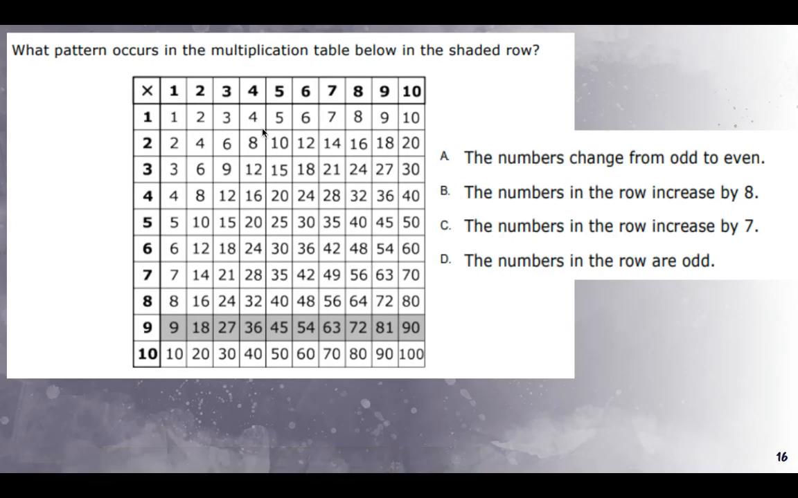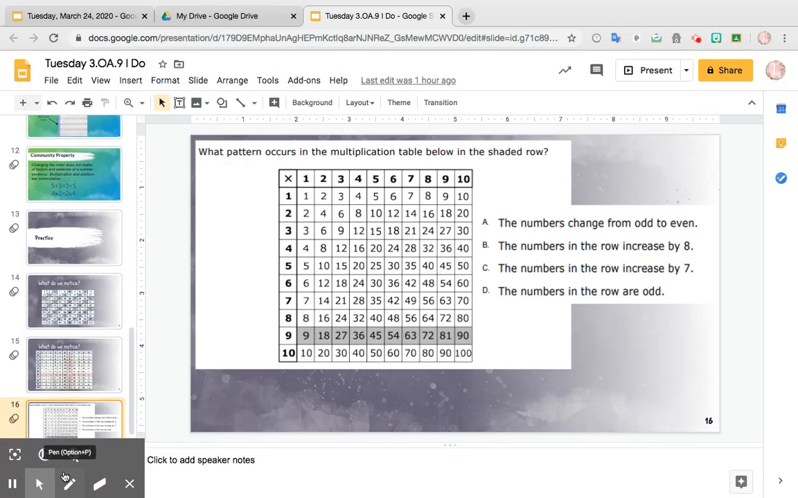All right, so this says what pattern occurs in the multiplication table below in the shaded row. So let me get my writing tool so I can eliminate answers that I don't like and I can underline important information. It says the numbers change from odd to even. Well, let's see. 9 is odd, 18 is even. 27 is odd, 36 is even. So I'm liking A. B says the numbers in the row increase by 8. So let's see. 9 plus 8 does not give me 18. 9 plus 8 gives me 17. So B is not correct.